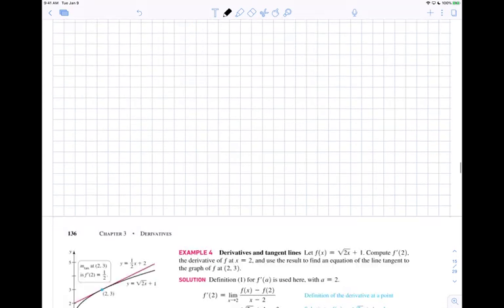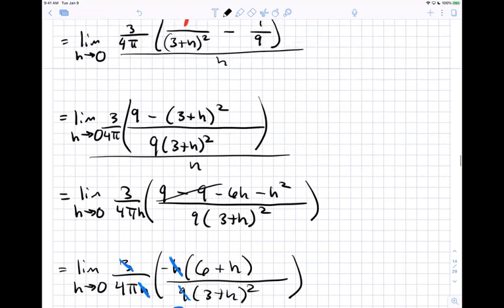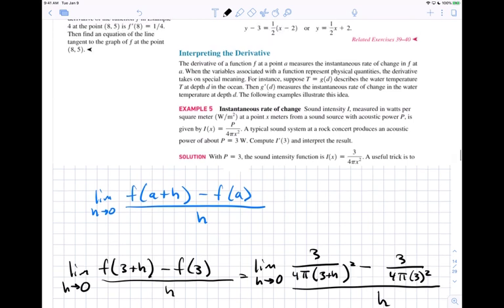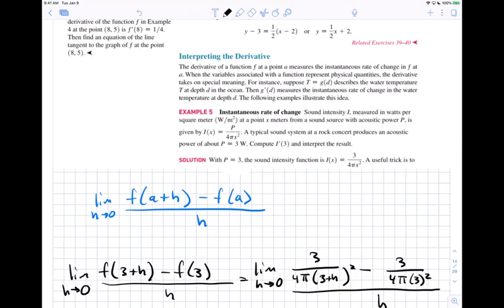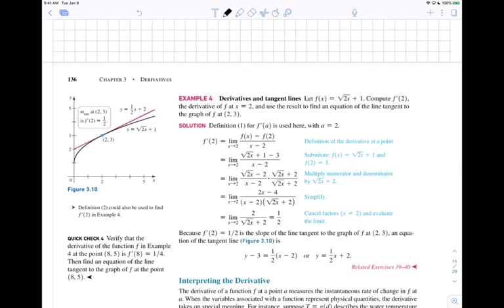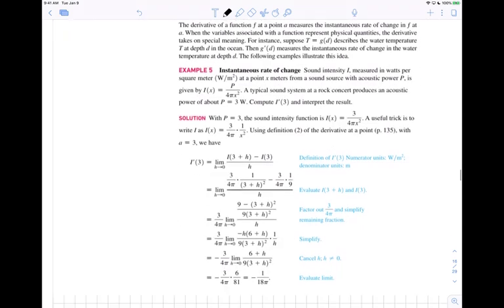We got a negative. Now let's see, what is that? That's going to be the slope. It says compute I prime of 3 and interpret the results. So that's the rate of change, the instantaneous rate of change. Yeah, let's just look at the thing here. Oh, this one, they get negative 1 over 18 pi.